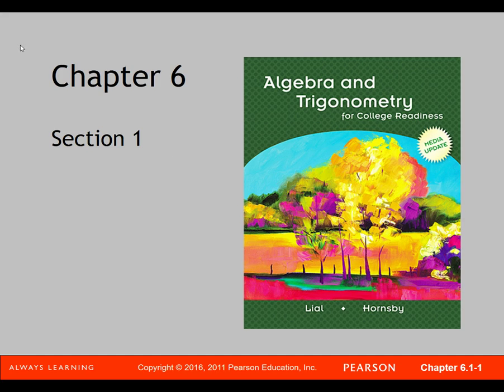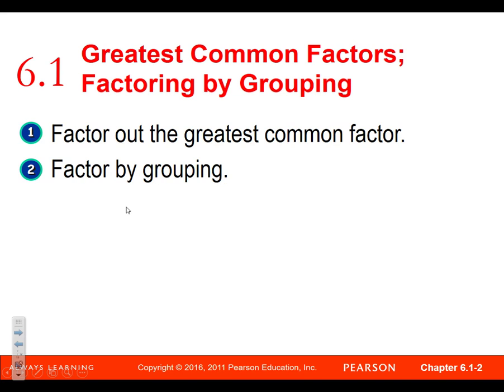So we're jumping into chapter 6. And chapter 6 is one of the most fun chapters here. Take that off for me, Alberto, please. It's all about factoring. So let's get into that. So 6.1 is going to be about the greatest common factor. And then they're going to introduce you to something called factoring by grouping.